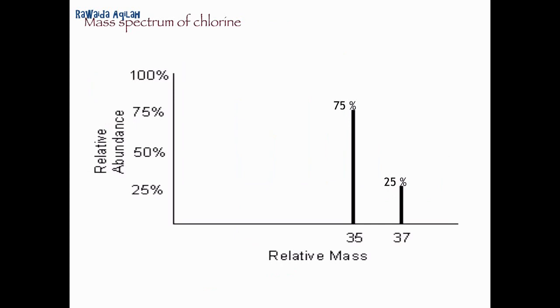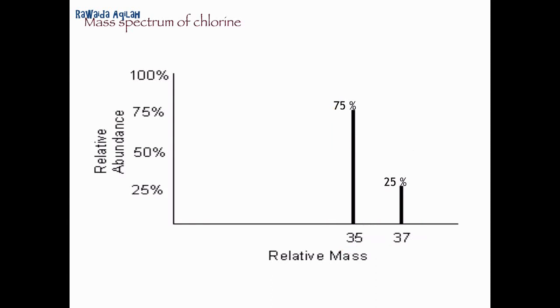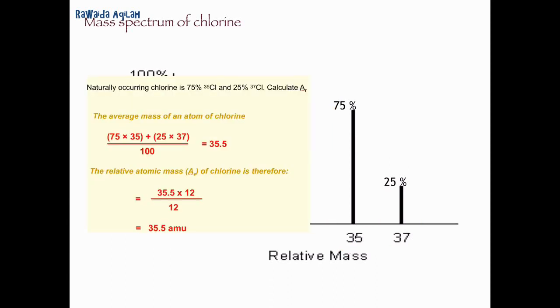From here, we can see that chlorine has 2 isotopes, one with a mass of 35 and the other with a mass of 37. Chlorine 35 is the most abundant isotope, occupying 75% of the total isotopes in chlorine, and the remaining 25% is the chlorine 37 isotope. Does this information seem familiar? Yes, the example we did earlier, the information is from this mass spectrum.